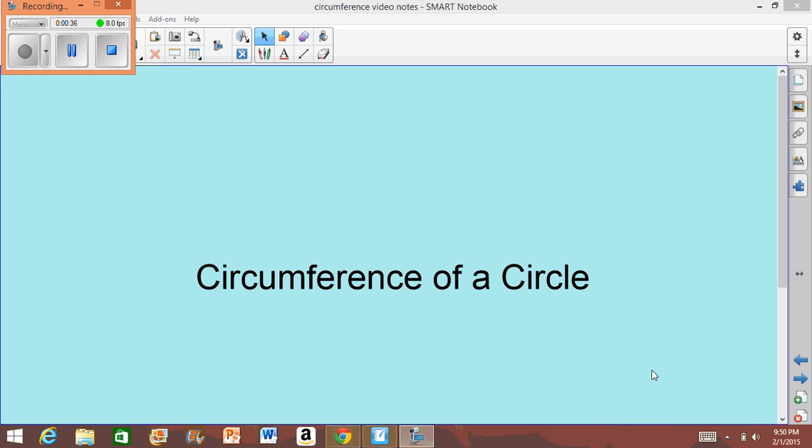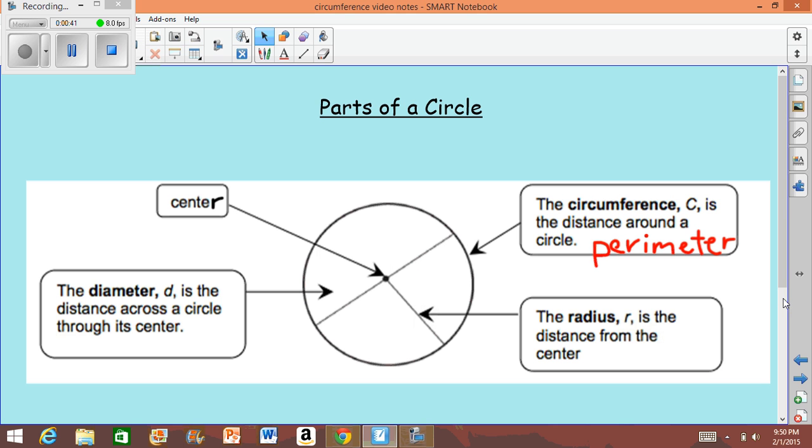Alright, so this, like I said, was a video on circumference of a circle. So, first let's start with identifying the parts of a circle. We have the center of the circle. We have the diameter, which we identify with the variable d, and it is the distance across the circle through the center. The circumference, which we identify with the letter C, is the distance around the circle, which is also known as perimeter. R is the radius, and that is the distance from the center of the circle to the side of the circle. It is very important that we know the difference between a diameter and a radius. Diameter is a long word, it goes all the way across.